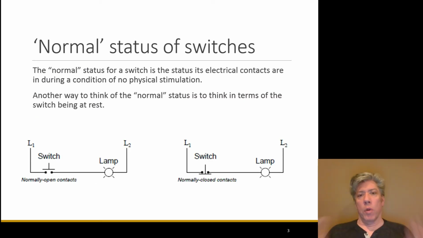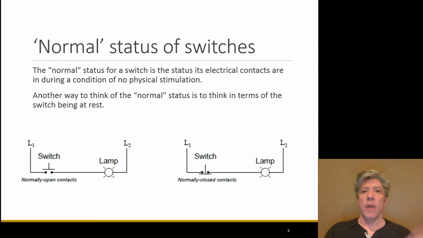When we say the normal status of the switch, what do we really mean? Well, we just mean how are the electrical contacts when there's no physical stimulation. In other words, if the switch was out of the machine and it wasn't plugged into anything, it was just sitting on a bench. Okay, so you can think of it as the switch being at rest, but really it's just the natural state as the thing was manufactured. That's the normal state of the switch.